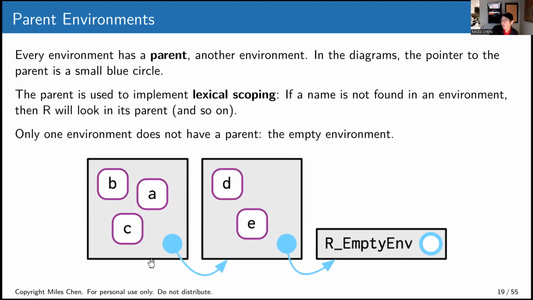Every environment has a parent environment, and that is shown with this little blue circle. And this is how lexical scoping works: if R can't find the name in the current environment, it looks in the parent environment, searches for the name, and keeps going up the chain of environments until it gets all the way to the very top. The very top has no parent, and that's the empty environment. It's the only environment that doesn't have a parent.